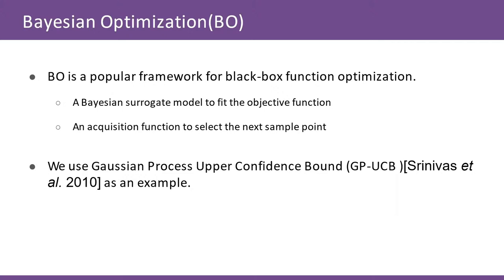There are two key components in BO, a Bayesian surrogate model and an acquisition function. A surrogate model is used to fit the objective function. The acquisition function measures the utility of a given point. At each iteration, we maximize the acquisition function to find the most promising point to be evaluated next. Here, we use a widely used BO algorithm, Gaussian process upper confidence bound, namely GP-UCB, as an example to illustrate the concepts of BO.